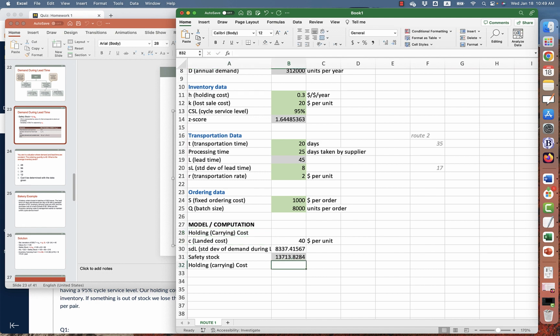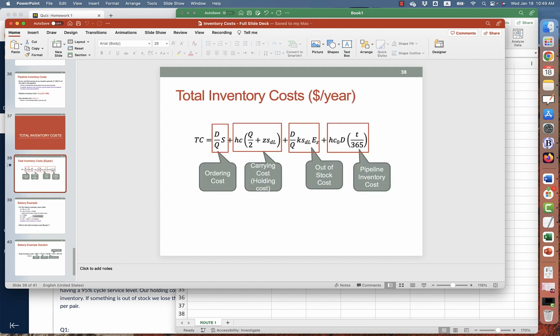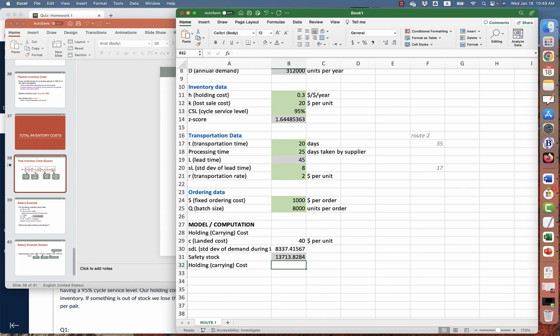Okay. And so if you look at the formula, it is H times C times (Q over 2 plus Z SDL). Z SDL is your safety stock. So we've already computed this part. Z times SDL, that's my safety stock. So I have to add to safety stock Q over 2 and then multiply the whole thing by H times C.